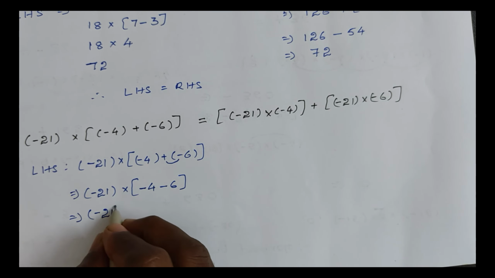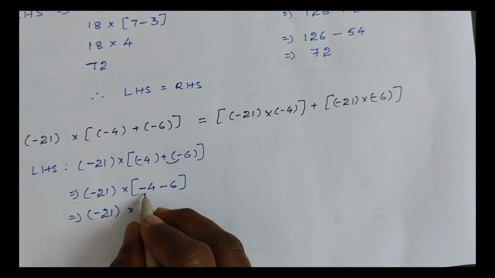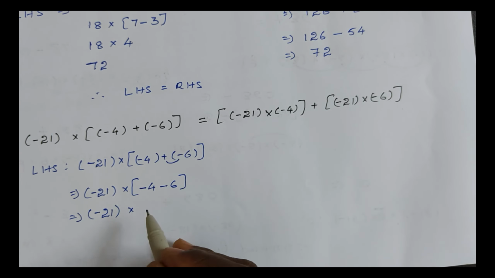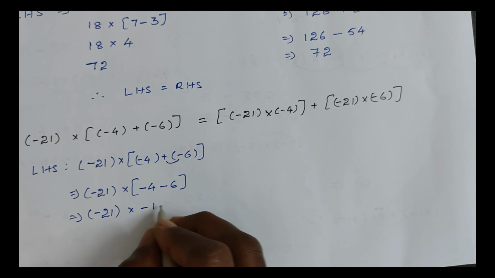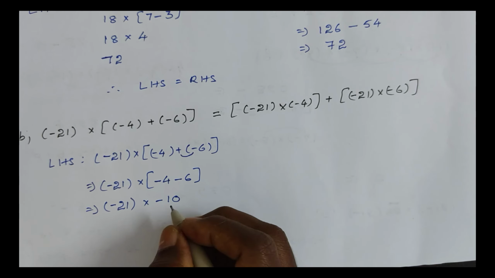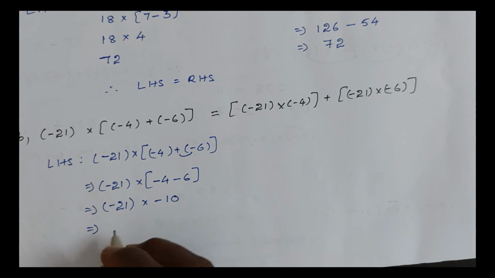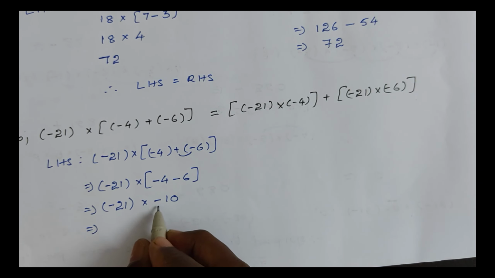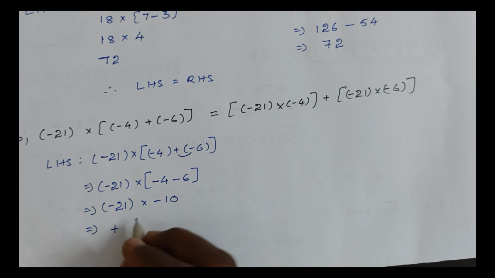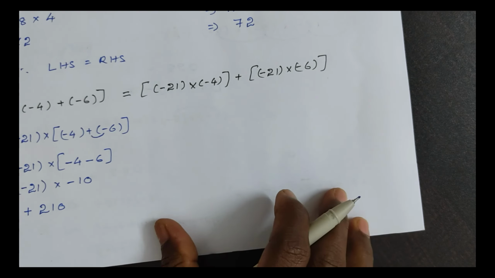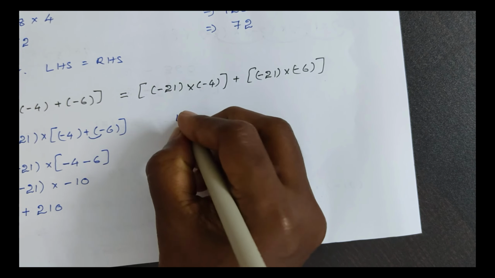Minus 21 into, both are negative. So this is in an addition form. No multiplication here. Minus 4, minus 6. That gives you minus 10. So when you multiply, now again both are negatives. Minus into minus gives you plus. 21 tens are 210. Now let us move to the RHS part.